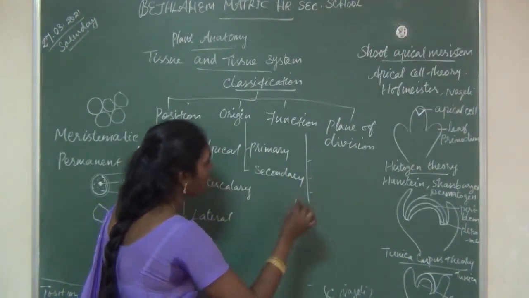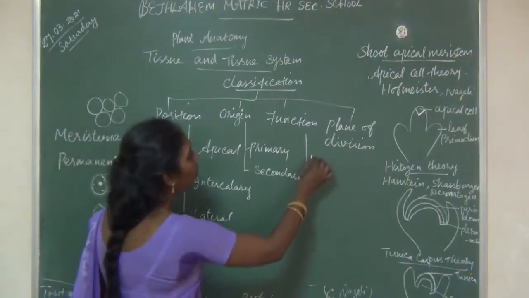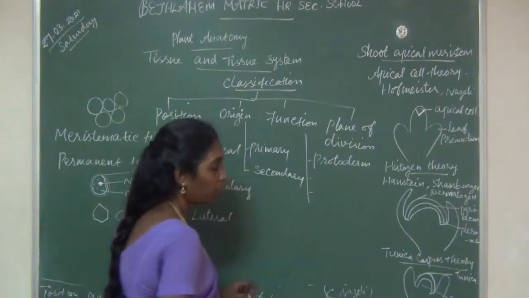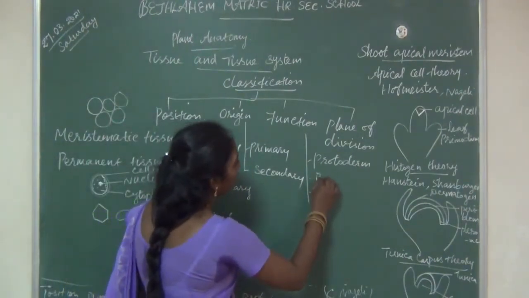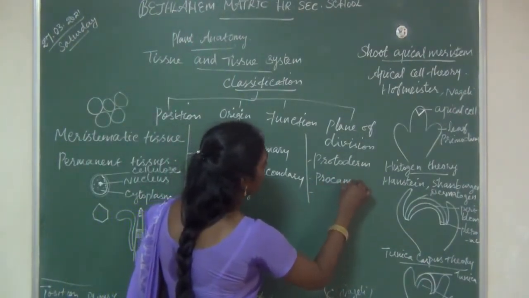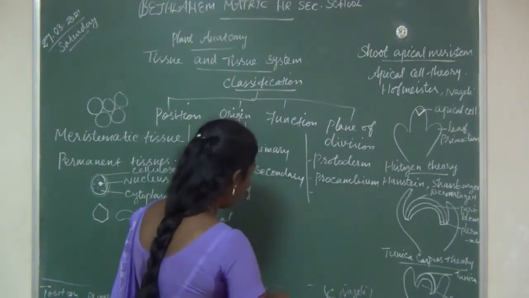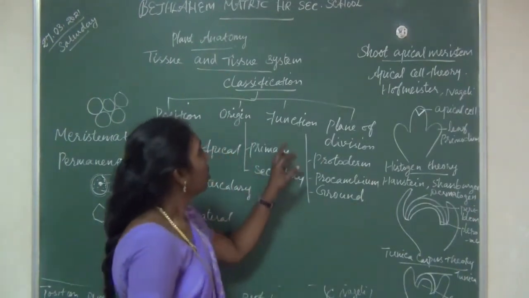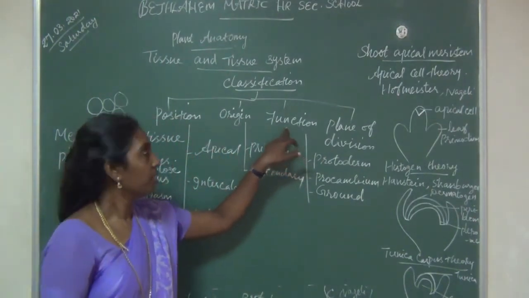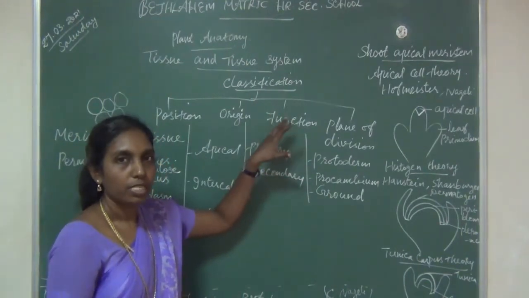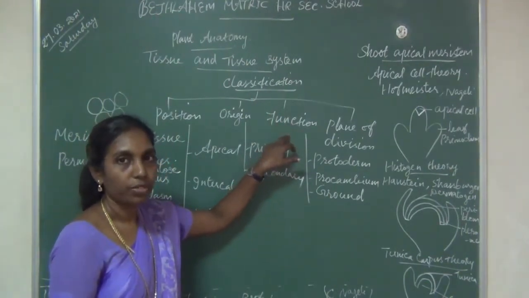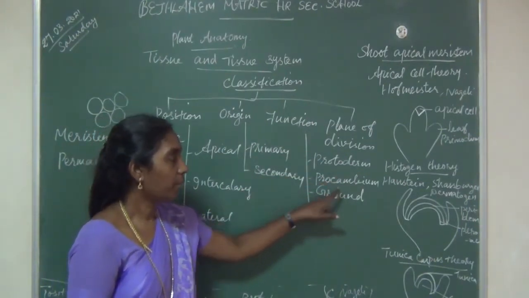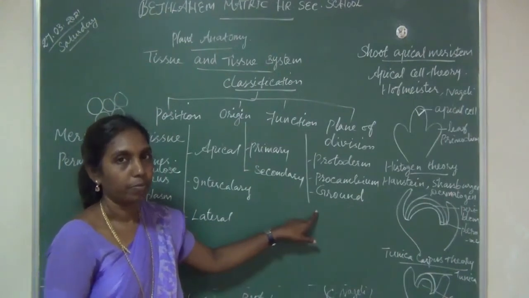Then, based on the function, there are three different types of tissues. They are protoderm, procambium and the ground meristem. Based on the function of meristem, it is classified under the category functions of the tissue. Based on this, there are three different types: protoderm, procambium and ground meristem.